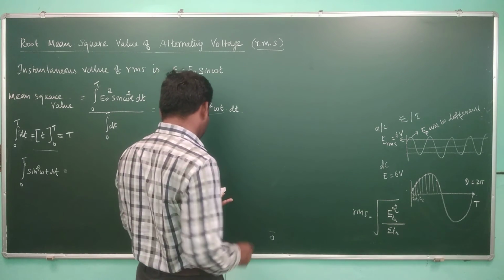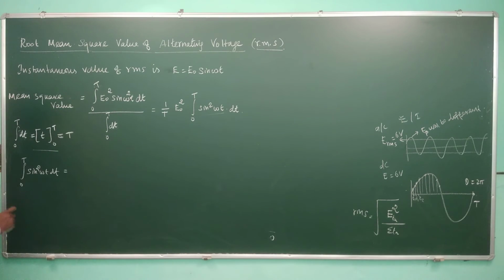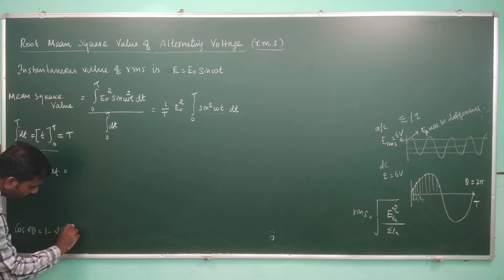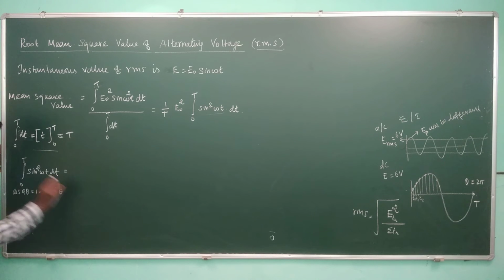One such thing is the formula for cos 2 theta. If you write the formula for cos 2 theta, that becomes 1 minus 2 sine square theta. Right? Cos 2 theta becomes 1 minus 2 sine square theta.